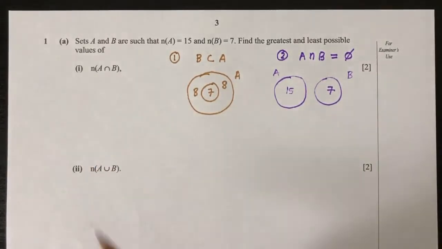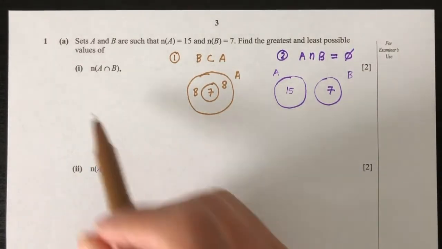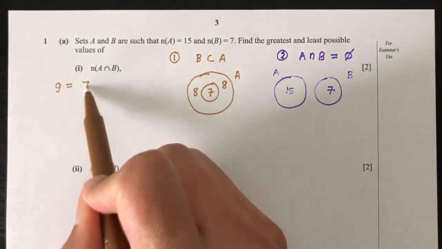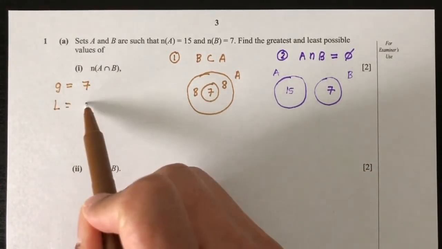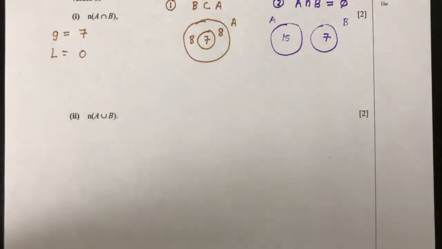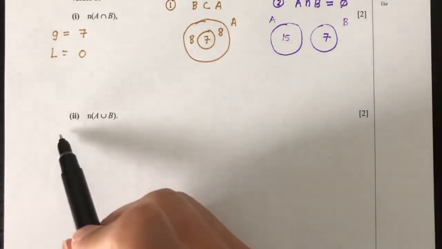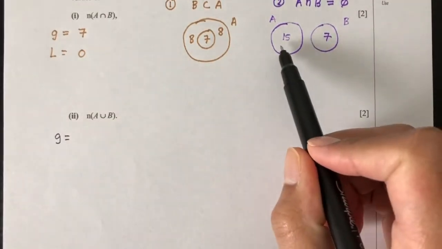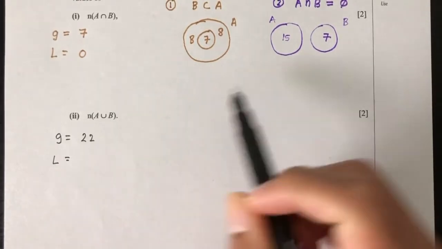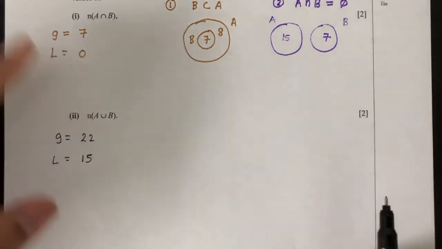First, find the number of elements in A intersect B. What is the greatest value? It will be 7, and the lowest value will be 0. Now for part 2, we have the number of elements in A union B. The greatest value will be 15 plus 7, that is 22. And the lowest value will be 8 plus 7, that is 15. So that will be for part A of your question.